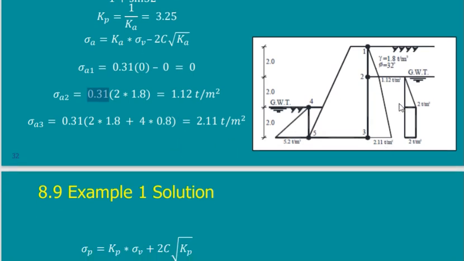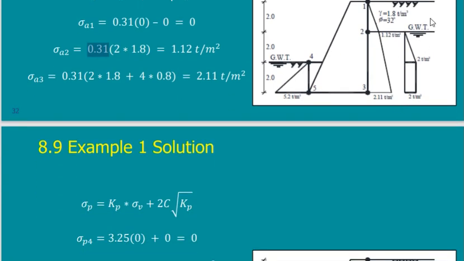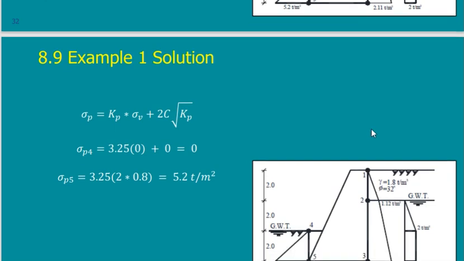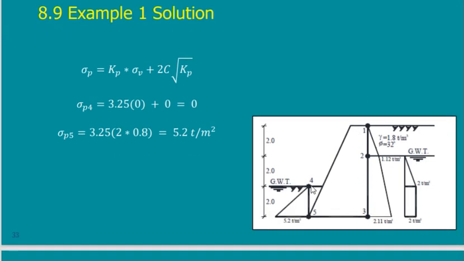So this ends the active, and I will go to the passive. I need to calculate points 4 and 5. For the passive, I will use a different equation. The difference is in the sign. It is here plus. Of course, you don't have a problem because you don't have C. It will be different in other problems, in other examples.